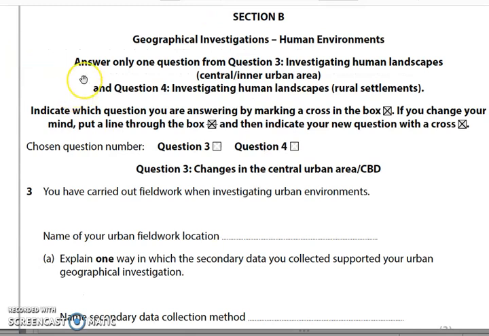So looking at the questions, for section B, you only have to answer one of the 2 questions, either question 3 on central and inner urban areas or 4 rural landscapes. But we did the central inner urban area, so we would do question 3. So mark an X in this box so it gets picked up by the computer when they're scanned in. So you have carried out fieldwork when investigating urban environments. Name your urban fieldwork location. So where did we do it? In our case, this was obviously Birmingham.